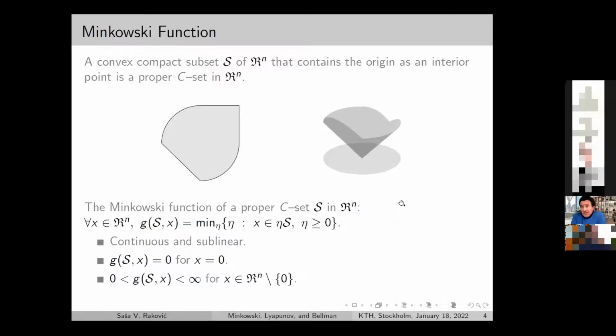It's essentially a continuous and sublinear function. It's 0 only at the origin, it's positive away from the origin, and it takes finite values. Because this function is sublinear, it is positively homogeneous of the first degree and subadditive. That means you can restrict the attention to the unit sphere or unit ball, and therefore get a complete representation of this function on a unit sphere.